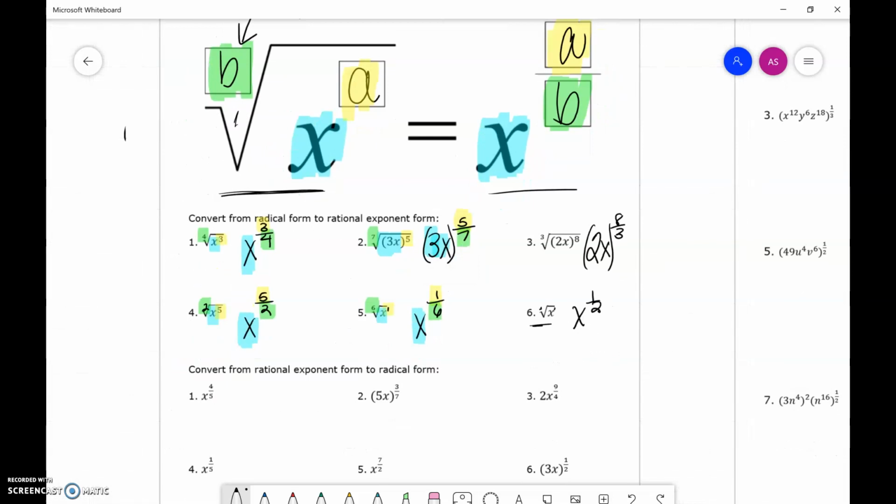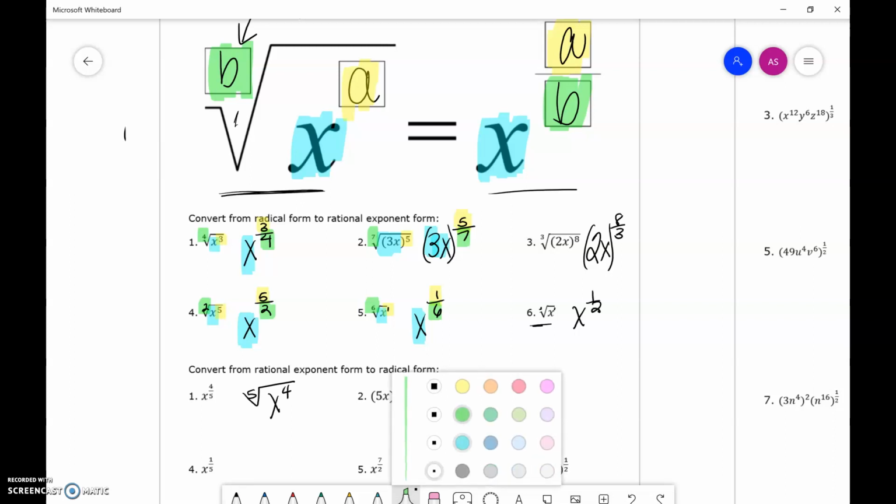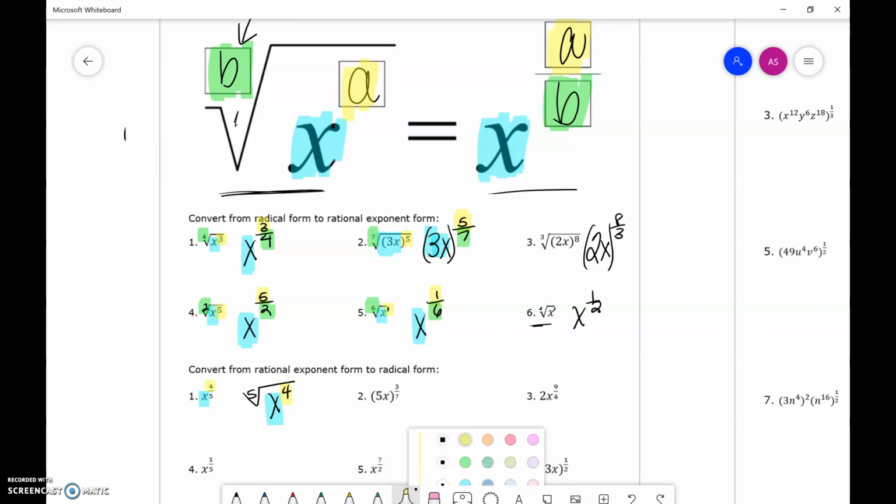Okay, so this is x to the 5/4 power. So what's going to happen is the 5 is going to be in my index. So this will be the 5th root of x to the 4th. Okay. So my base came on the inside, and my 4 made it to the 4th power, and the 5 made it to the 5th root.